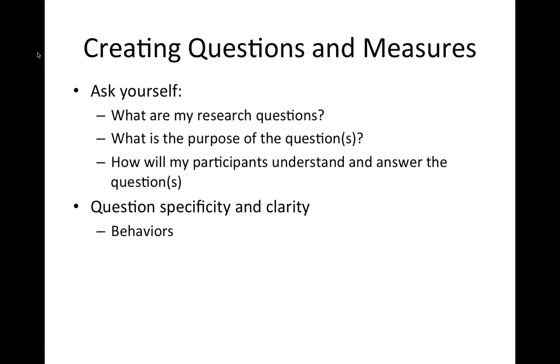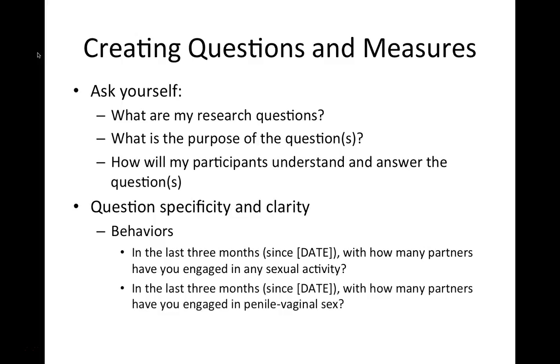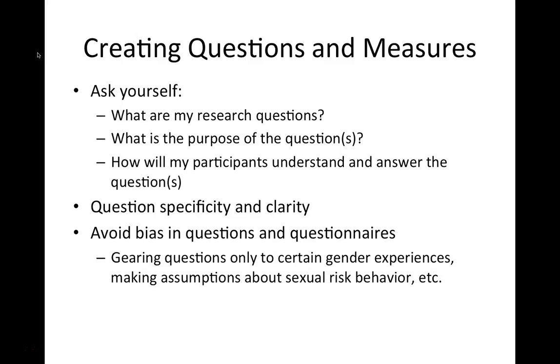I think behavior is a specific one. I mentioned sex before. In the last 3 months, I often like to give people a date reference when I give them some sort of time window, and you can do that really easily in most survey softwares. With how many partners have you engaged in any sexual activity? And again, we might want to be more specific. So in the last 3 months, with how many partners have you engaged in penile vaginal sex? And obviously we'd have to be specific based on our sample and who's actually going to be in there and if those questions would make sense to them.